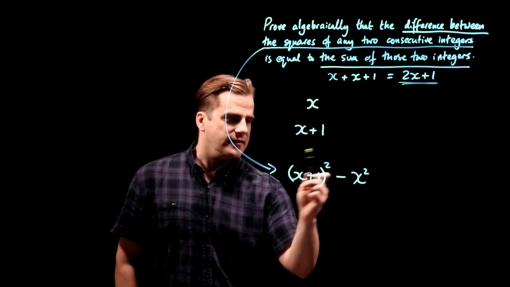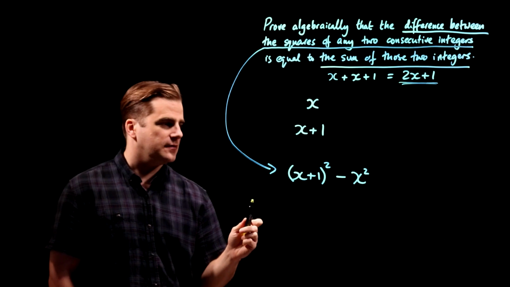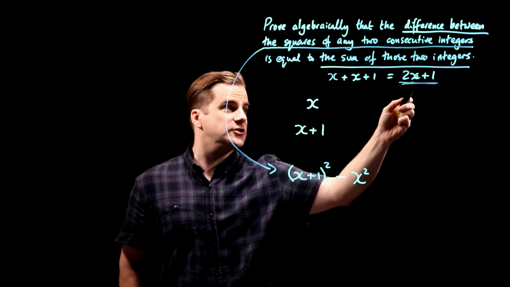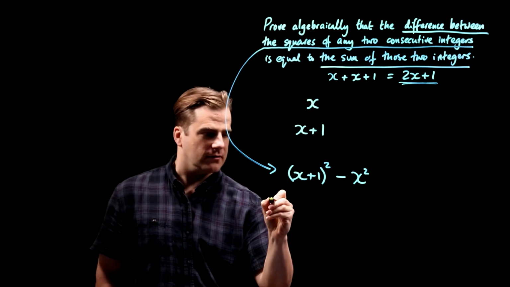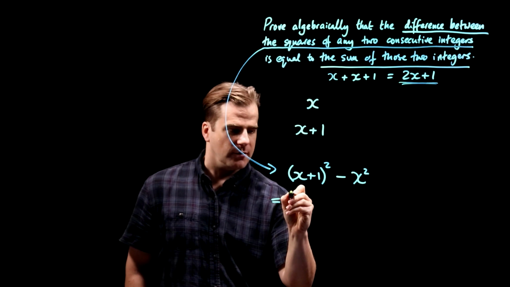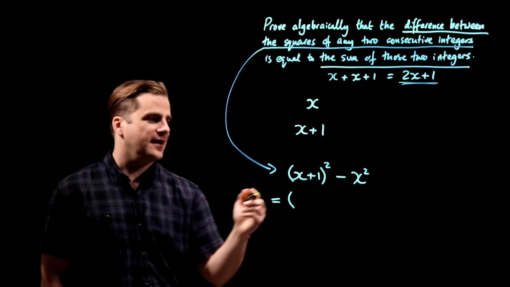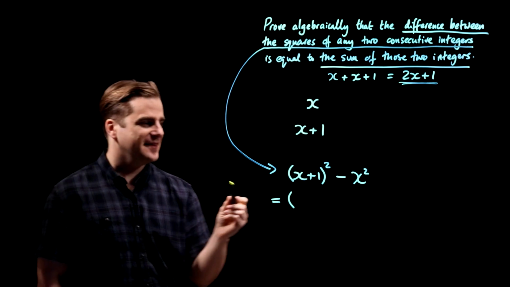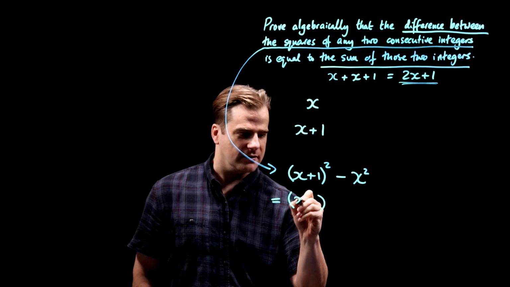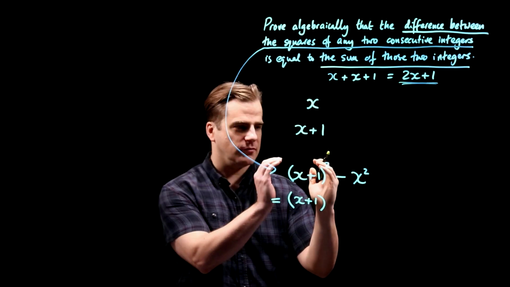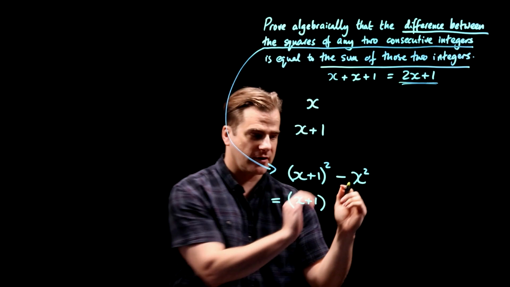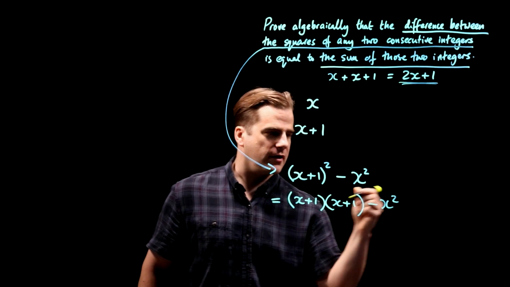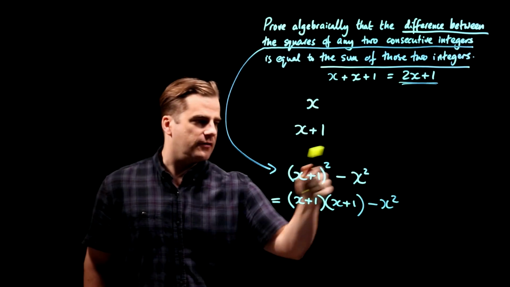Okay, so this is an expression. Let's multiply out the brackets and evaluate it, and it should turn out to be 2x plus 1. Let's do that. So to multiply out this bracket, remember, it's not just x squared plus 1 squared. That's bad. You have to write it out in full. It's x plus 1 all squared, which means x plus 1 times x plus 1. Okay? And don't forget the minus x squared there. So that whole thing is equal to that.